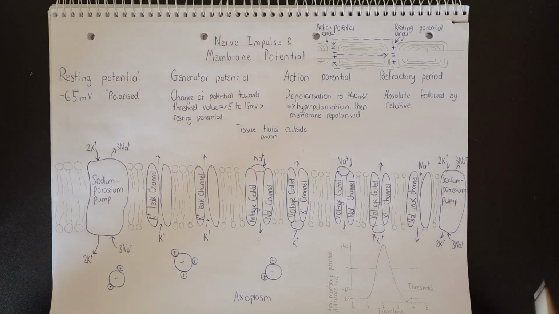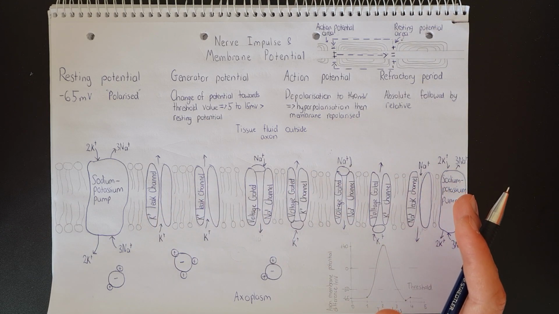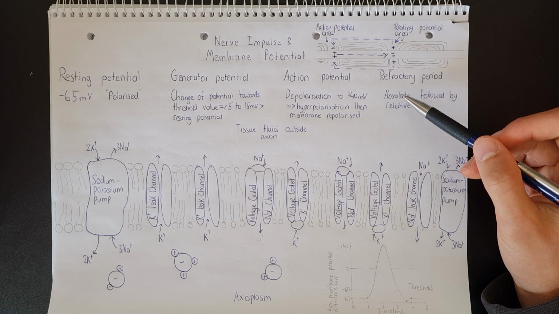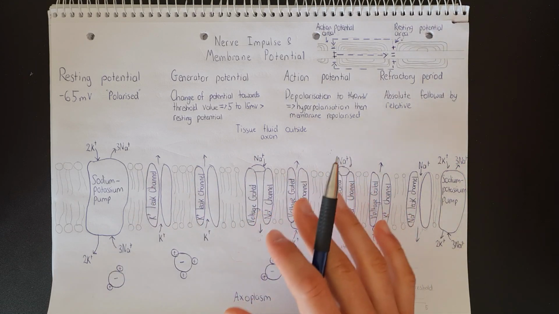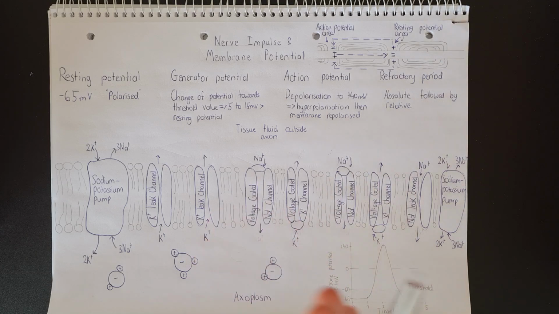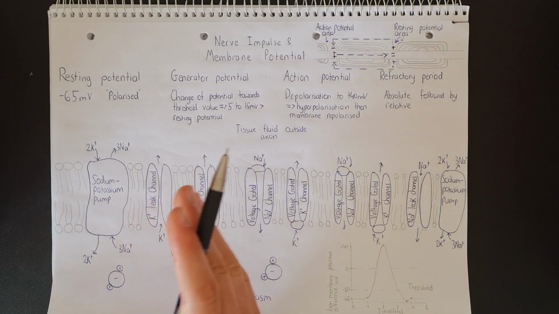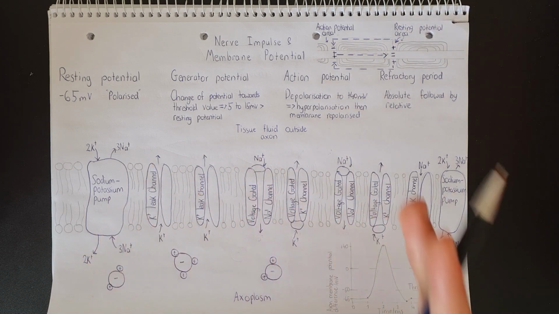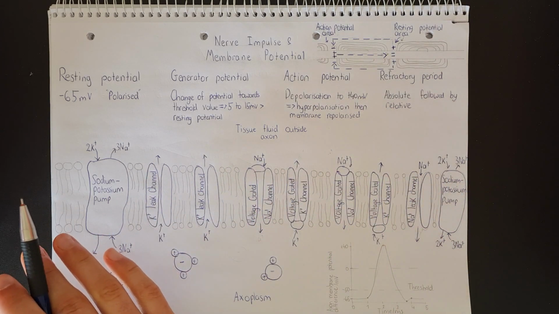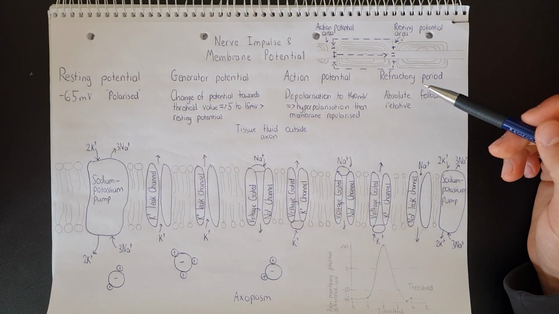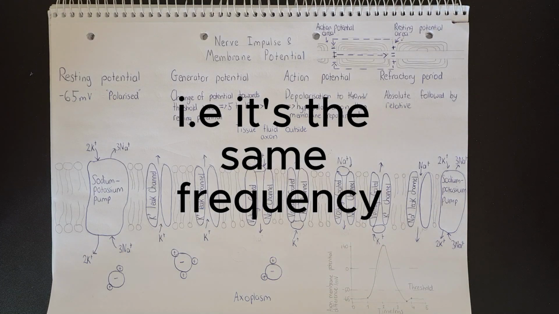Now, this will also enable the maintenance of a specific frequency of impulses, right? Because there is this period, like in the absolute refractory period, where no impulse can be transmitted, it ensures that the impulses are going at a specific frequency. They're not going boom, boom, boom, boom, boom. They're going boom, boom, boom, boom, right? They're going in a specific frequency. So that's very important for the refractory period.